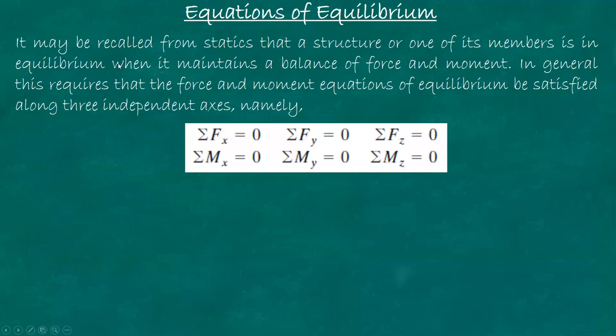So, review the equations of equilibrium. It may be recalled from statics that the structure or one of its members is in equilibrium when it attains a balance of force and moment. In general, this requires that the force and moment equations of equilibrium must be satisfied along three independent axes. If it is 3D, it is like this: summation of forces in x, y, and z must be zero, and summation of moments in x, y, and z is zero. But if it is only a planar problem, summation of forces in x and y, and then summation of moment, just one.